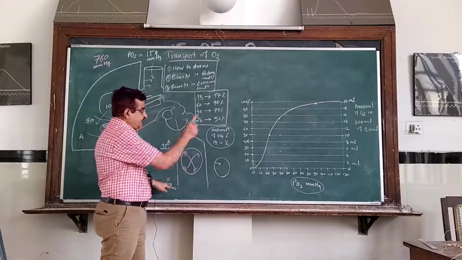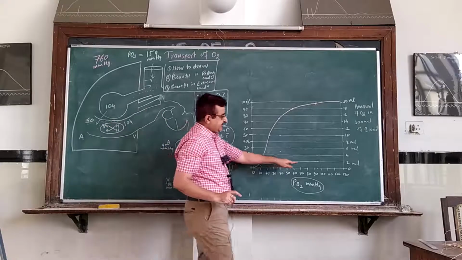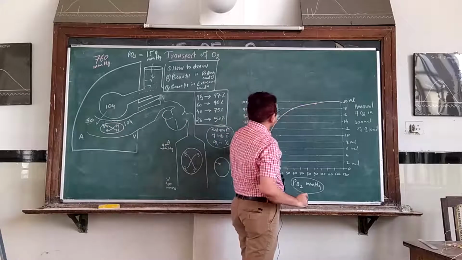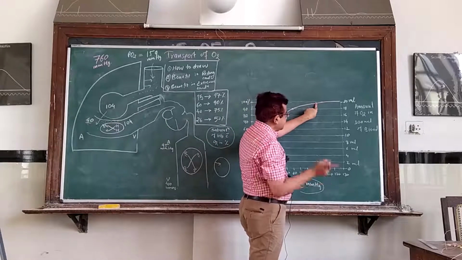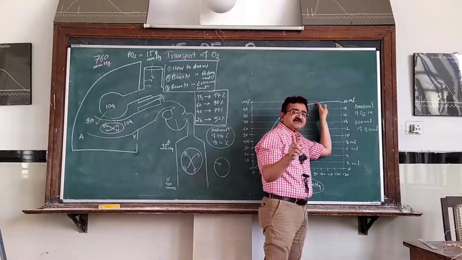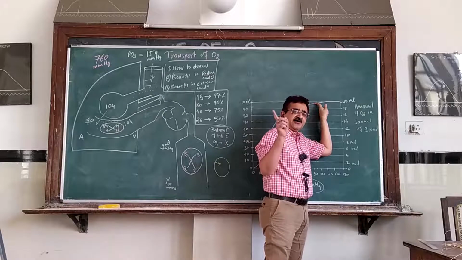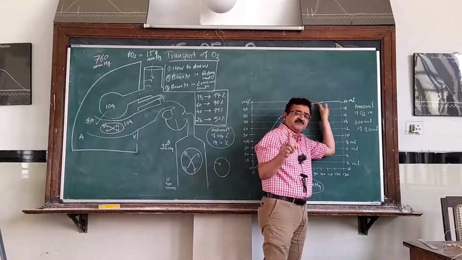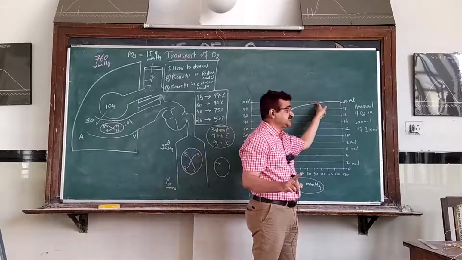So we try to plot this on the graph. At 95, it is 97% saturated, and at that 97% saturation, the 100 ml of blood, which contains 15 gram of hemoglobin, and 1 gram of hemoglobin combines with 1.34 ml of oxygen.